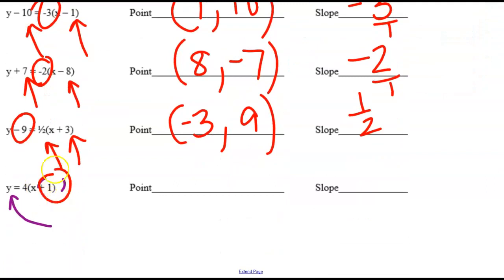I've got, oh, this one's important because I have a -1. There is nothing in front of that y. So instead of nothing there, I'm actually going to put a 0. Okay, and then my slope is just 4.